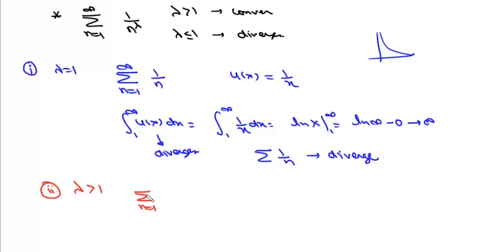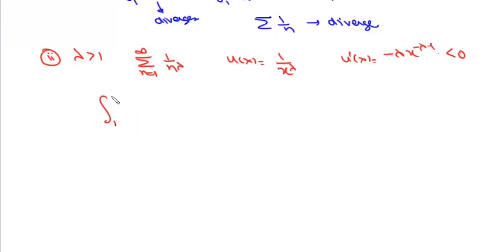Now if we take the second case, when lambda is greater than 1, then we can write this as summation n varies from 1 to infinite 1 by n to the power lambda. Now here u(x) will be 1 upon x to the power lambda. Now u dash x will be minus lambda x to the power minus lambda minus 1. It is less than 0. That means this function is non-negative, decreasing, and integrable. So we'll find the integral from 1 to infinite u(x) dx, which we want to write as this limit t tends to infinite, the integral from 1 to t of x to the power minus lambda dx.